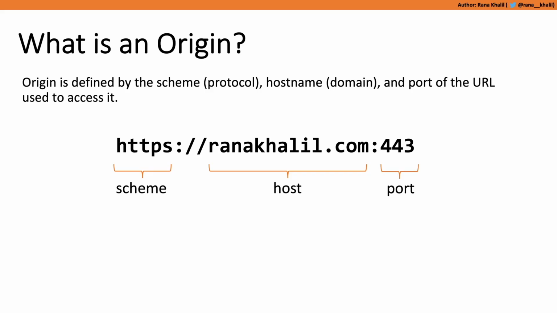Now, if the port is not specified, it'll default to the port that the scheme is using. So if the scheme is HTTPS, then the port would be 443, and if it's HTTP, then the port would be 80. Now, the combination of the scheme, the host, and the port makes up the origin of the request.